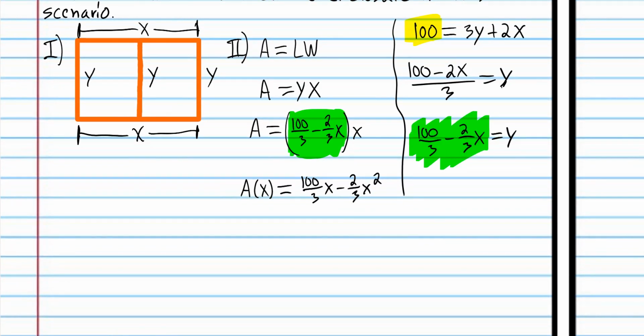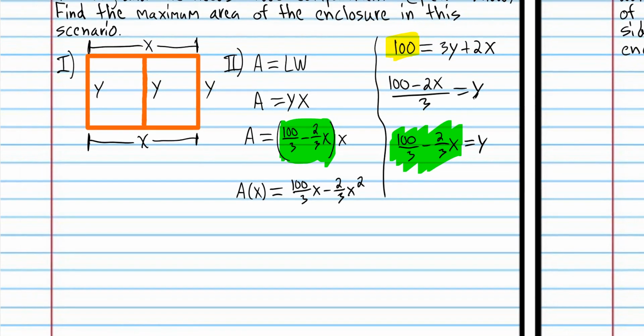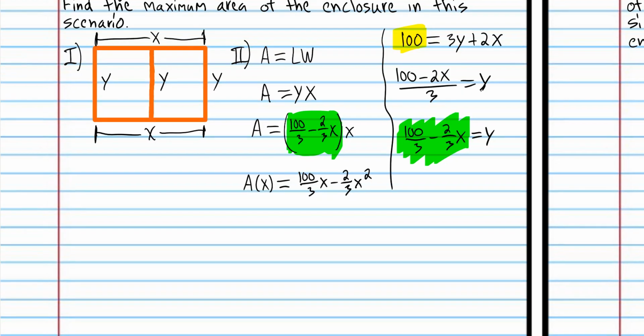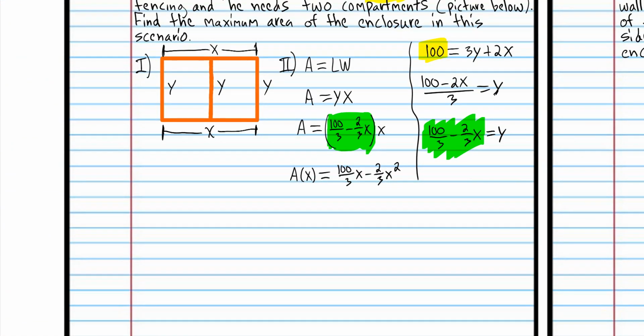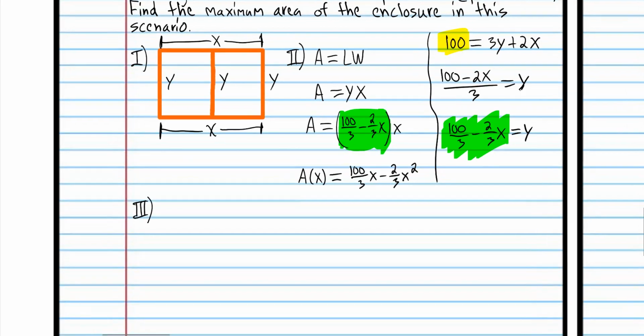Okay, so I plugged in that green expression, and I used the distribution property. And now I'm done with step number 2. Again, step number 2 is often the most difficult step. So on to step number 3. I want to find the derivative of that expression. Alright, so I found the derivative. On to step number 4.